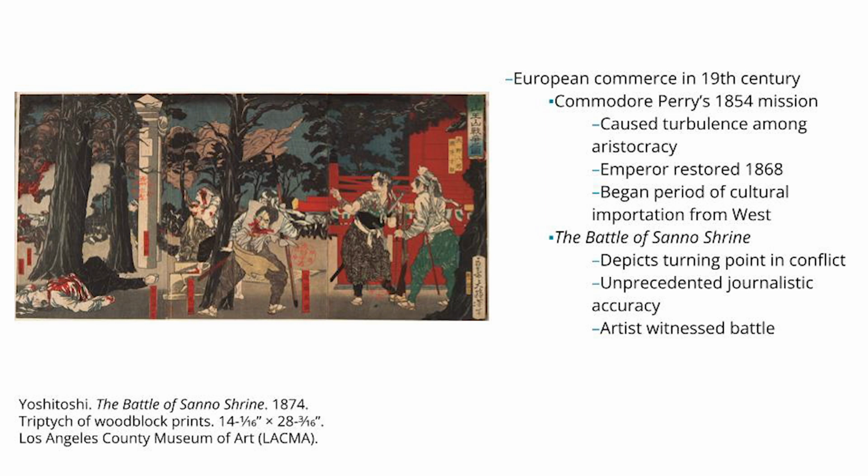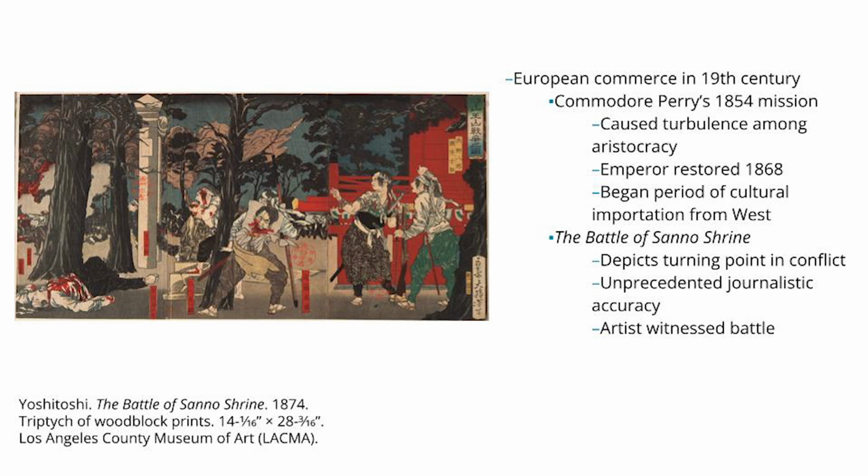This example is the Battle of Sano Shrine, and it depicts the turning point in a conflict. It's an actual battle that happened, and it has very unprecedented journalistic accuracy for the time and the place. So it was literally documented by an artist who witnessed the battle themselves, and they made art of what they saw. And in this way, they were able to almost use it like a form of journalism.